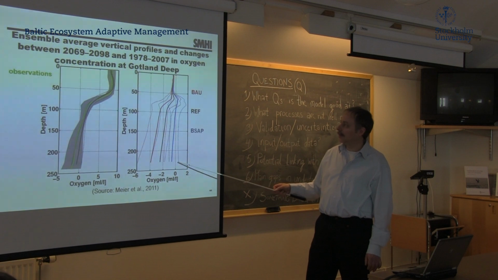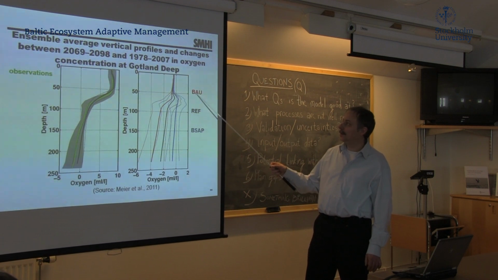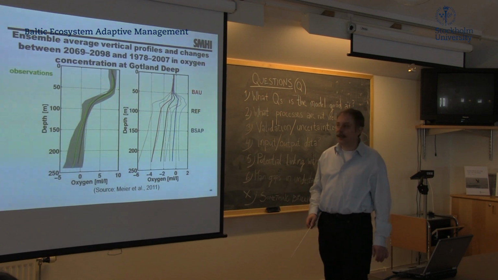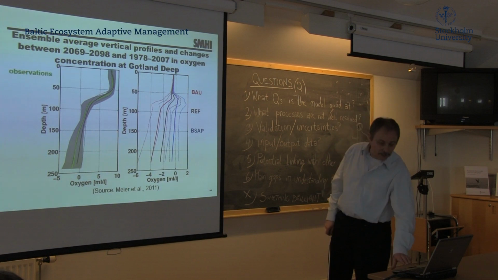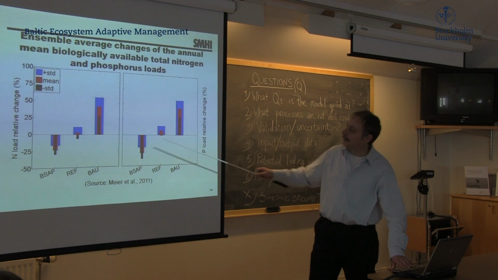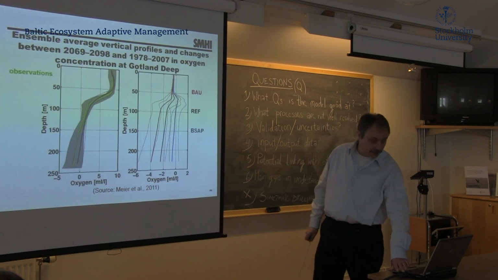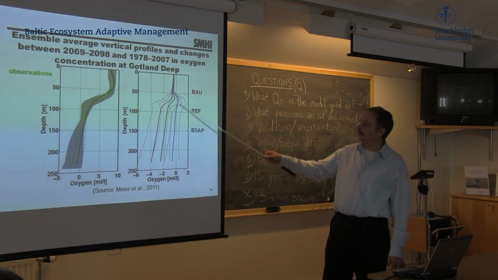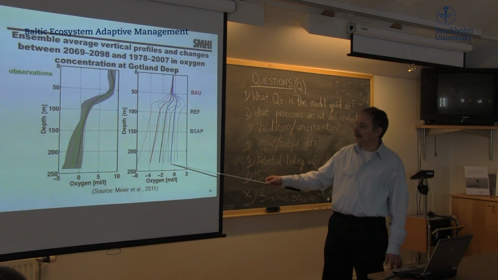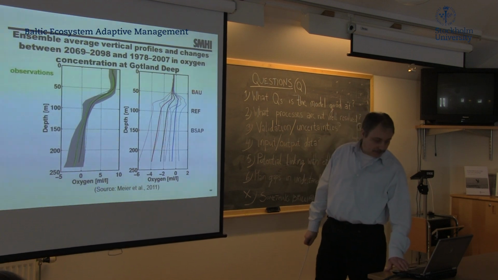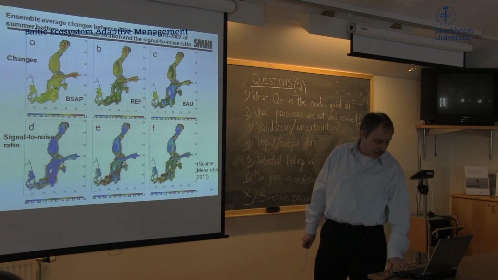Actually, the different colors show the different scenarios: business as usual, reference, Baltic Sea Action Plan. And here you immediately see the forcing is symmetric, or almost symmetric, if you compare these two. Well, it's not really symmetric, but almost. But the response is not at all symmetric. So even in the Baltic Sea Action Plan, we have a reduction in the oxygen concentration in the deep. So why is that, even if it is improved?